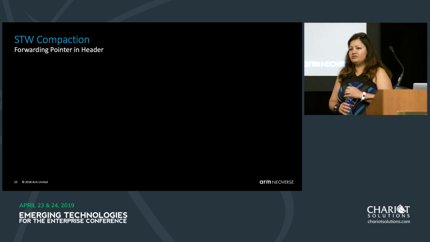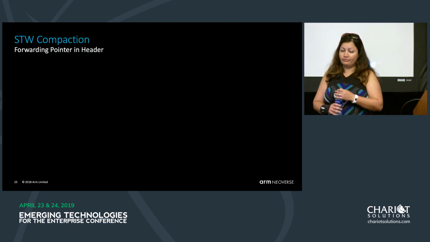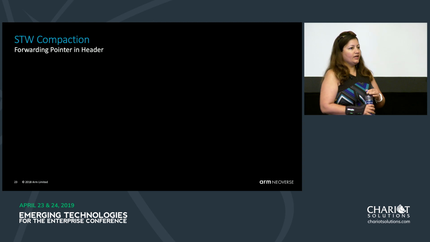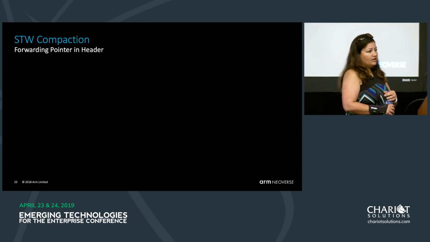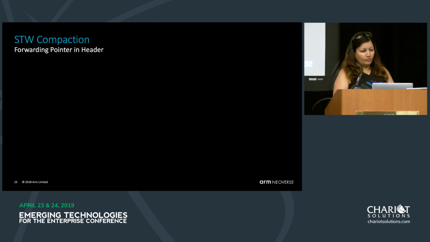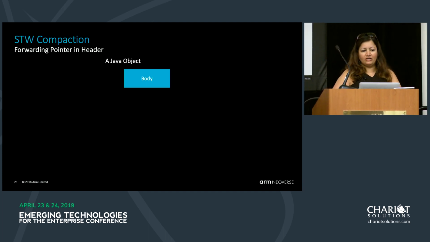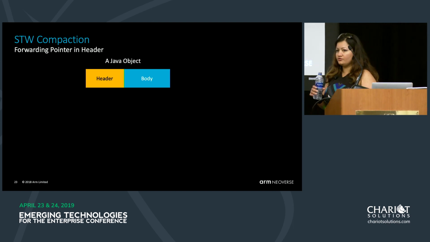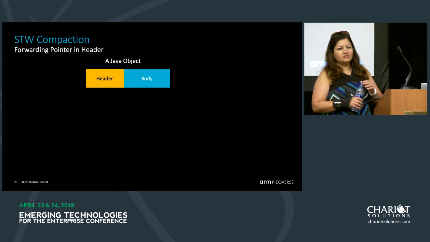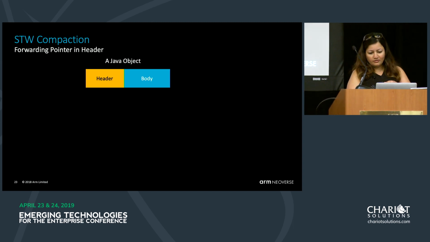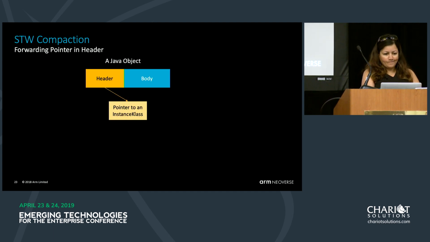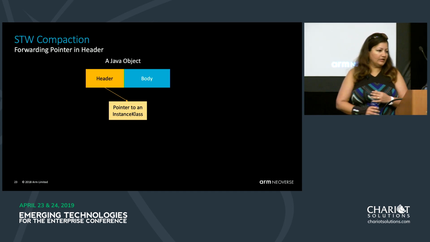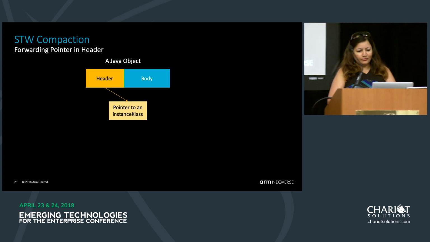Okay, so the easiest compaction is stop the world compaction. The way it's done in GCs that do stop the world compaction, in OpenJDK HotSpot especially, is by having a forwarding pointer in the header. What does that mean? So you have your Java object, which has a body, and it has a header as well. This is true for all your Java objects, except for the new ones that are going to be introduced here if you went to the talk earlier. So usually your header will have a pointer to an instance class, okay? And basically it's called a class pointer.